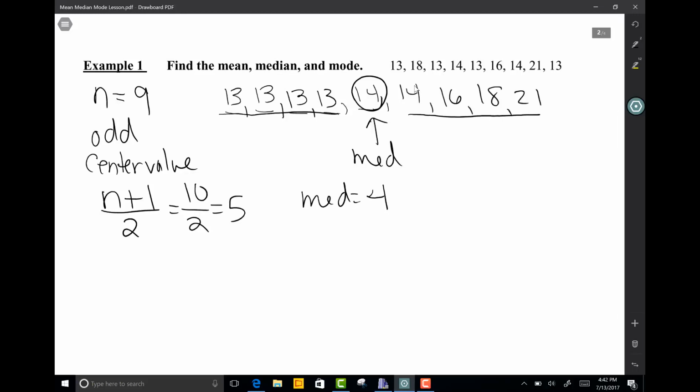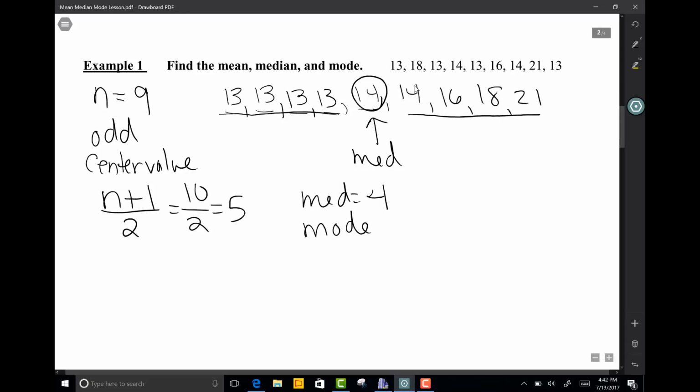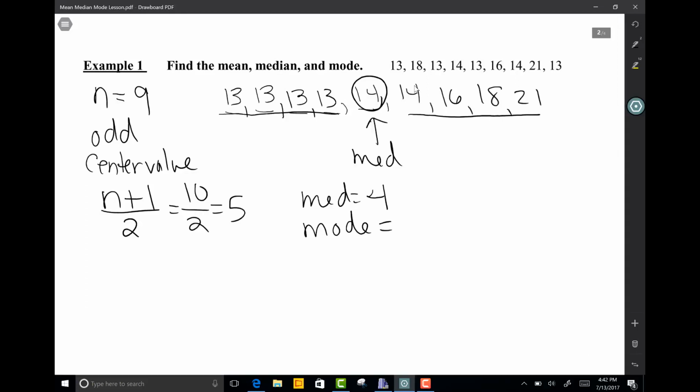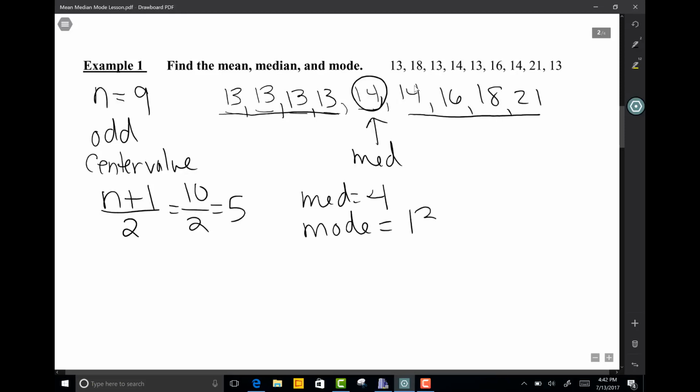Okay, now for the mode. The mode is the value that occurs the most. If you look, 13 occurs 4 times. No other number does that. 13 is the number that occurs the most in this data set. So the mode is 13.